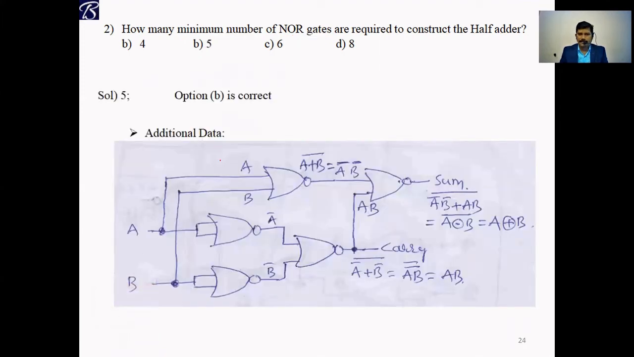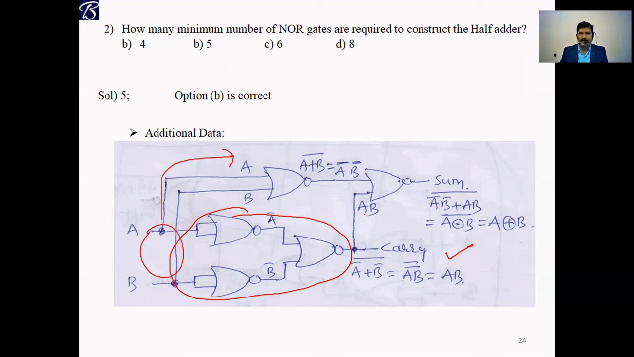We already know this is A. Can you recall this AB input first, carry? We can implement the carry, that is the AND gate, because to implement an AND gate 3 NOR gates are required. Okay, that is the point. If you take these 2 points directly and this output directly through a NOR gate, we will get the sum. Okay, so total 5. This we already discussed in the concept.